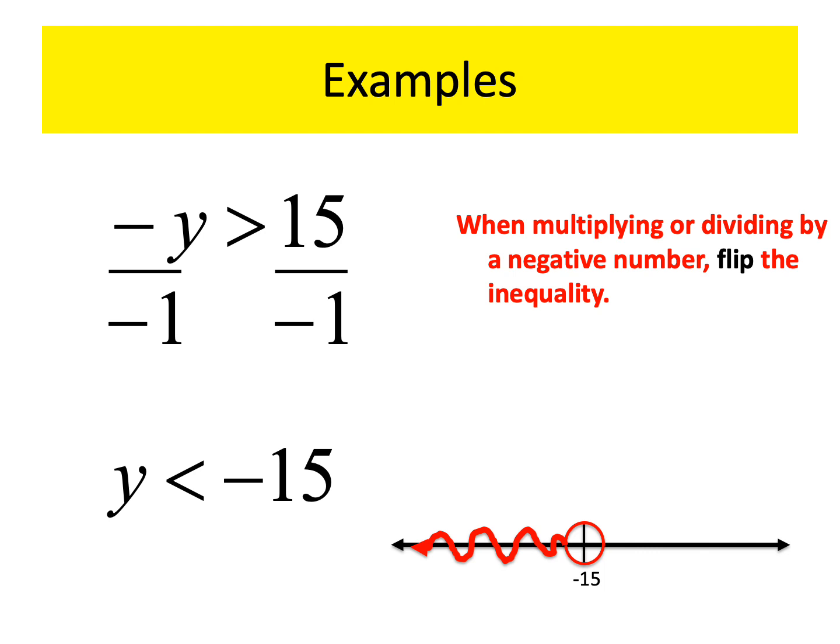Make sense? Usually the confusion happens because kids will look at the answer. Yeah, the answer was -15. The answer can be positive or negative. That's not whether you flip the inequality. You flip the inequality if you multiply or divide by a negative number.